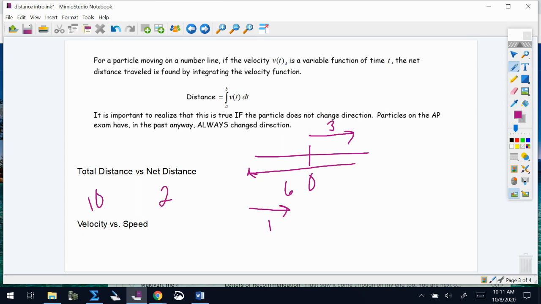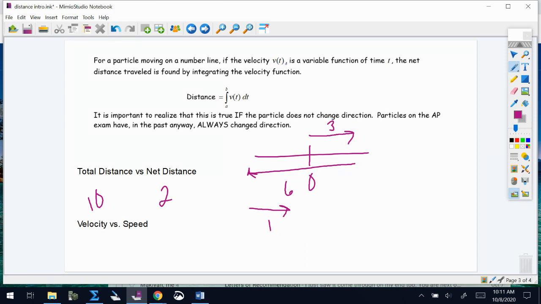So your total distance in this case would be your 10 units, whereas your net distance would be only 2 units. The important thing to understand is if you're asked for total distance traveled, and you strictly just integrate your velocity, you won't necessarily get that total distance. That's only going to be true if you have no direction change. So if I just start moving to the right and I never stop moving to the right in that interval, I integrate, I get a total distance. But often they're not going to make it that simple on you.